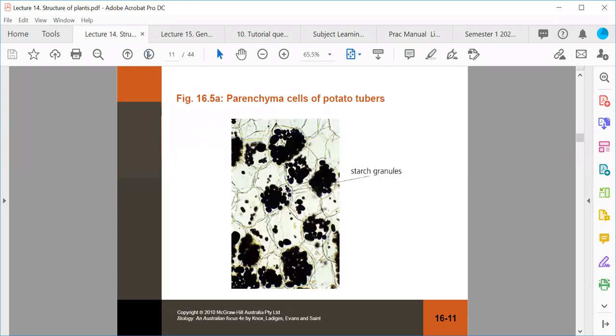So here's one type of parenchyma cells. These are storage cells of potato tubers. And you can see that each of these cells contains lots of starch granules, which you would expect in cells of potato tubers. And the starch granules have been stained black by using iodine. So that's one type of parenchyma cell.